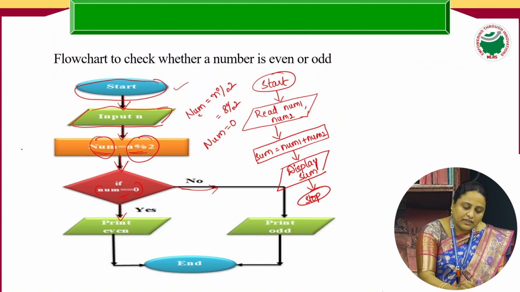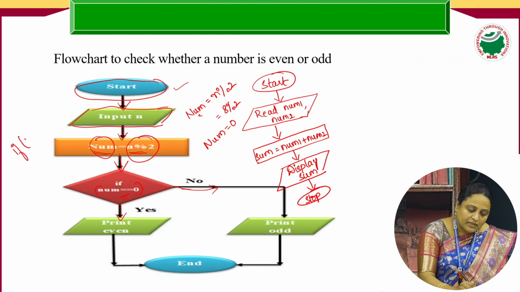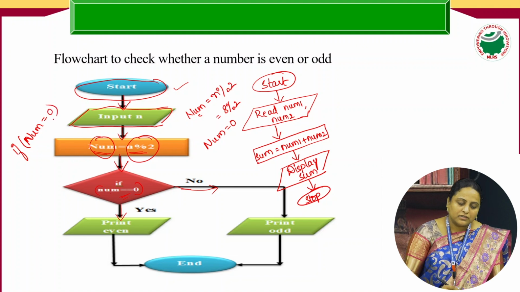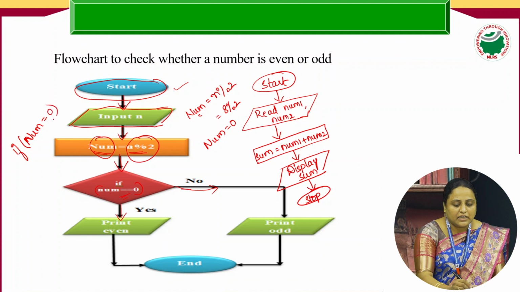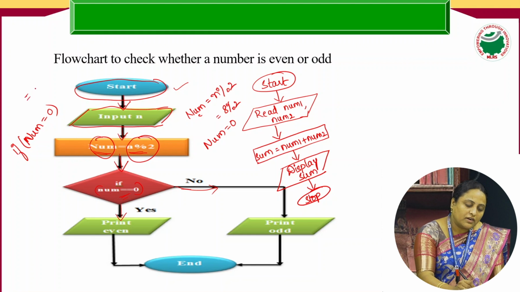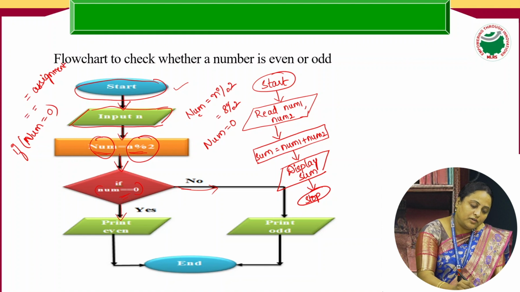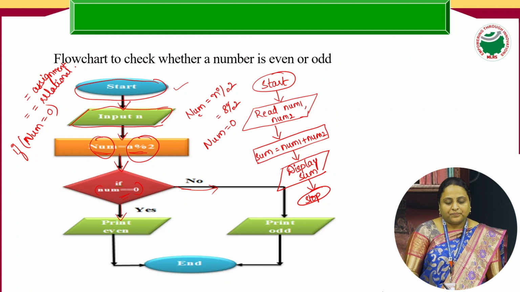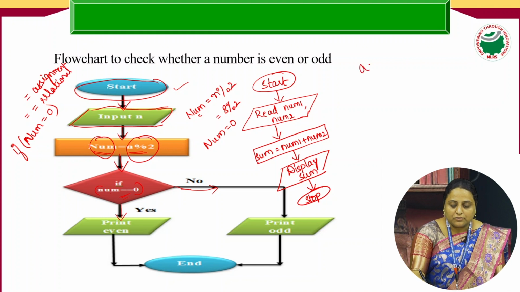And why aren't we writing if number equal to 0 here, with a single equal to? Why did we write double equal to? It is because there is a difference between single equal to and double equal to. If you write a single equal to, it means you are assigning the value. This is called the assignment operator. If you write a double equal to, this is called a relational operator. You are checking whether the value is equal or not. For example, if I write a equal to 6 and I write a double equal to 6.